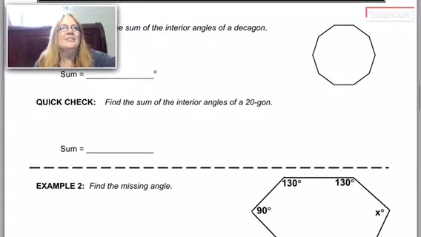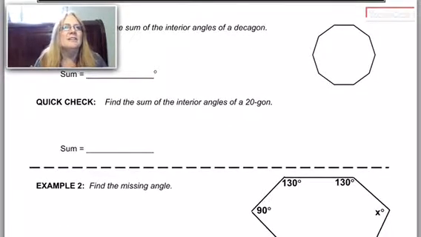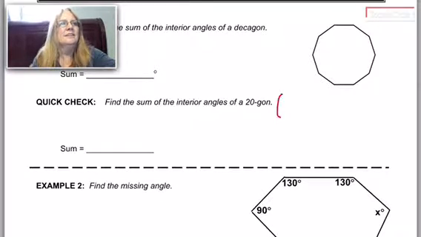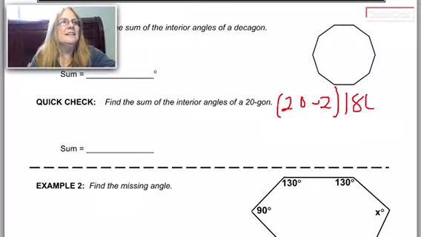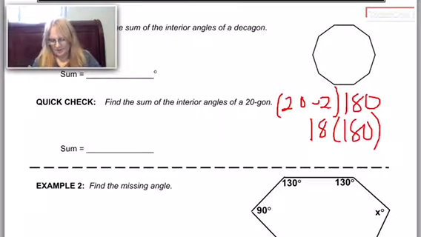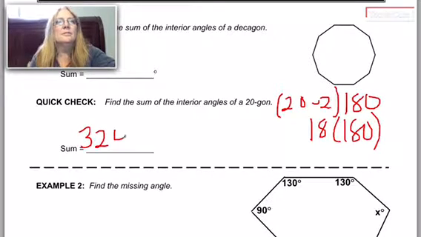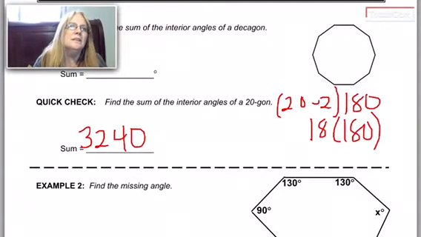Okay, so there's nothing tricky about these. You just need to know that formula. Find the sum of the interior angles of a 20-gon. Well, if it has 20 sides, that is 20 minus 2 times 180, or 18 times 180. 18 times 180 is 3240. So the sum of the interior angles of a convex polygon with 20 sides is 3,240.